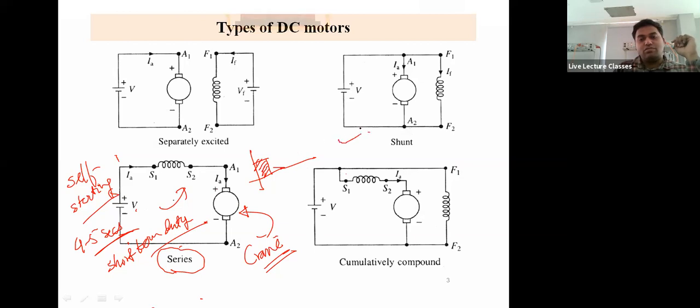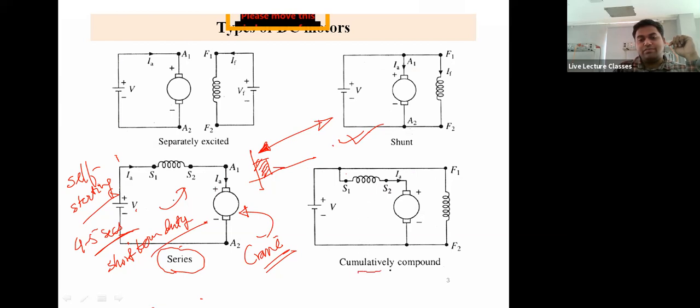For the running load, the shunt machine is used. Actually, these are the two motors which were used in earlier tractions, means electric tractions. Nowadays, these are not used. Some trains still have it, but nowadays it is not used.